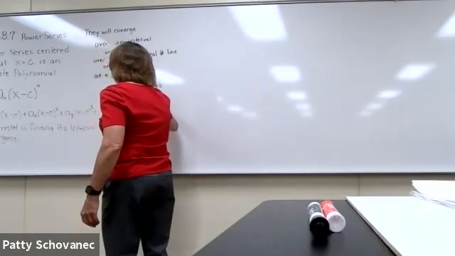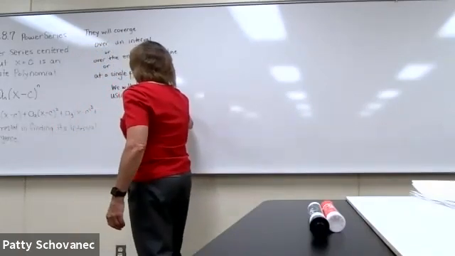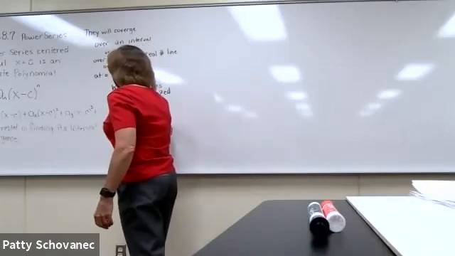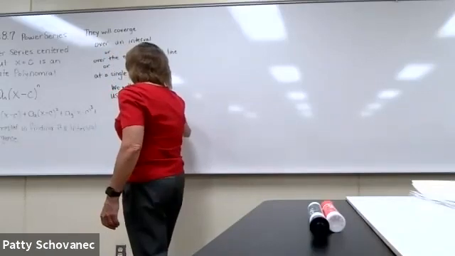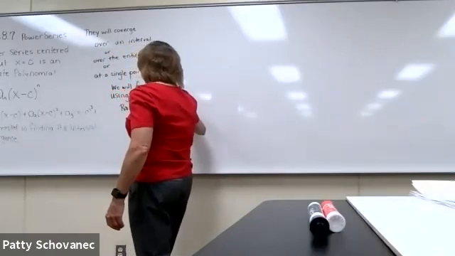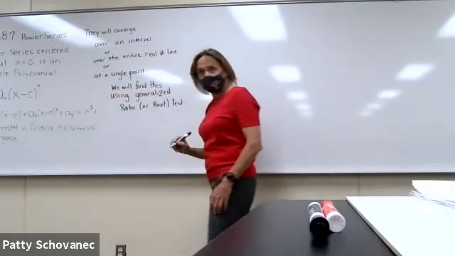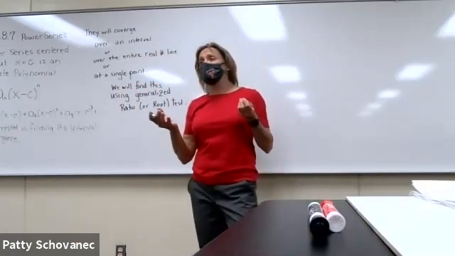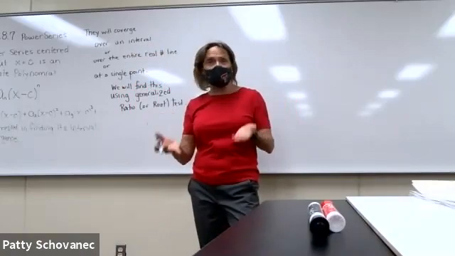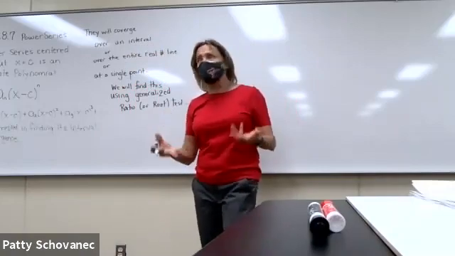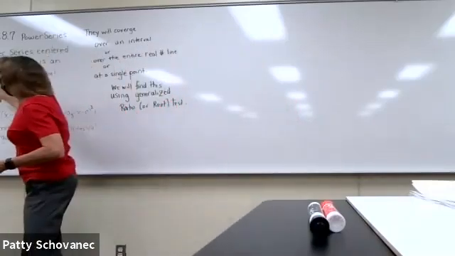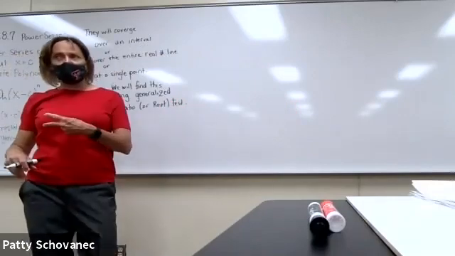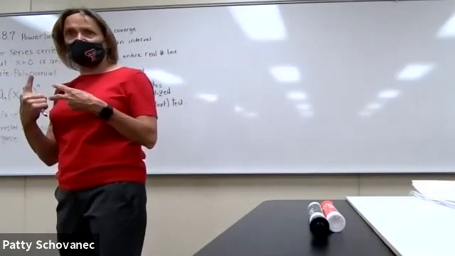Generalized ratio or root. For the generalized ratio test, we solve the absolute value inequality where we take the limit of the n plus first term divided by the nth term. And we're trying to find where that's convergent, so we're going to set it less than 1.